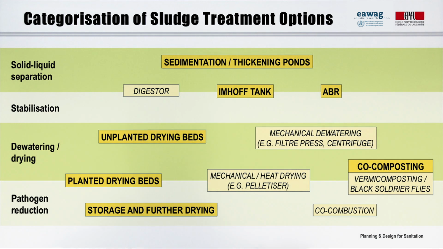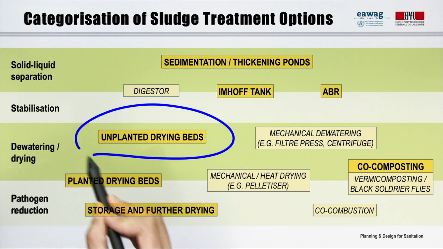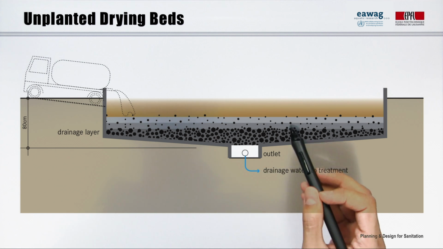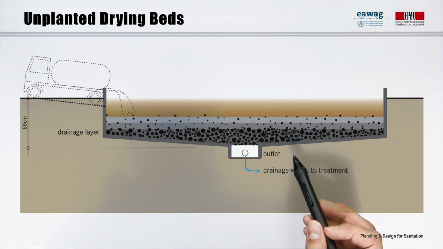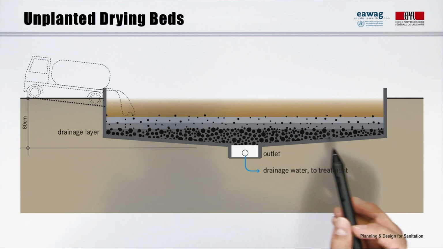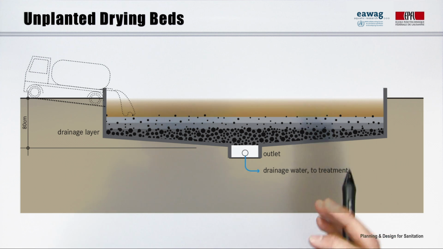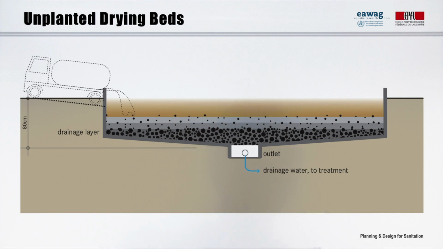Let's now move to the most common sludge treatment technology, the unplanted drying bed. The bottom of a drying bed is lined with perforated pipes to drain the leachate away. On top of the pipes are layers of gravel and sand to support the sludge. The bottom layer should be coarse gravel and the top one fine sand. Thus, the liquid part of the sludge can both infiltrate and evaporate.